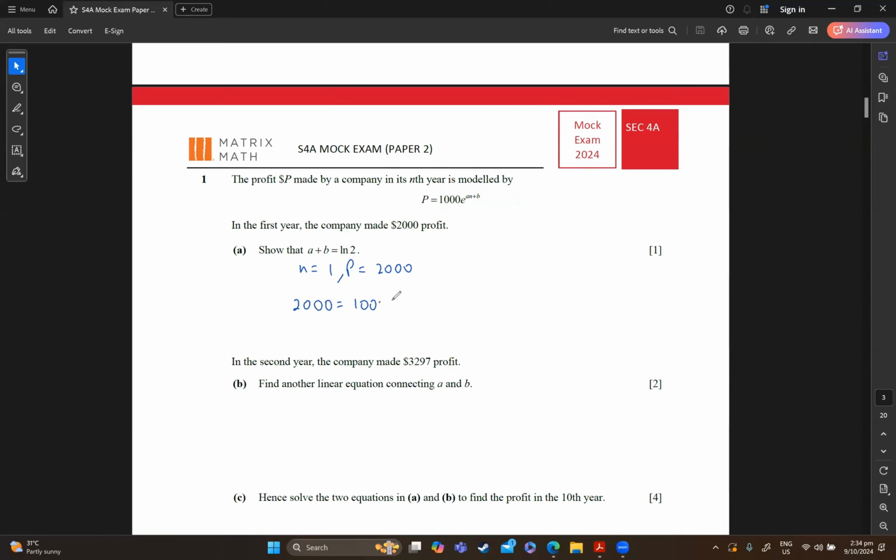2,000 equals 1,000 e to the power of A bracket 1 plus B. So bring the 1,000 down here. So this becomes 2 equals e to the power of A plus B. Since there's an e, what you want to do is ln both sides. So ln 2 equals ln e to the power of A plus B.